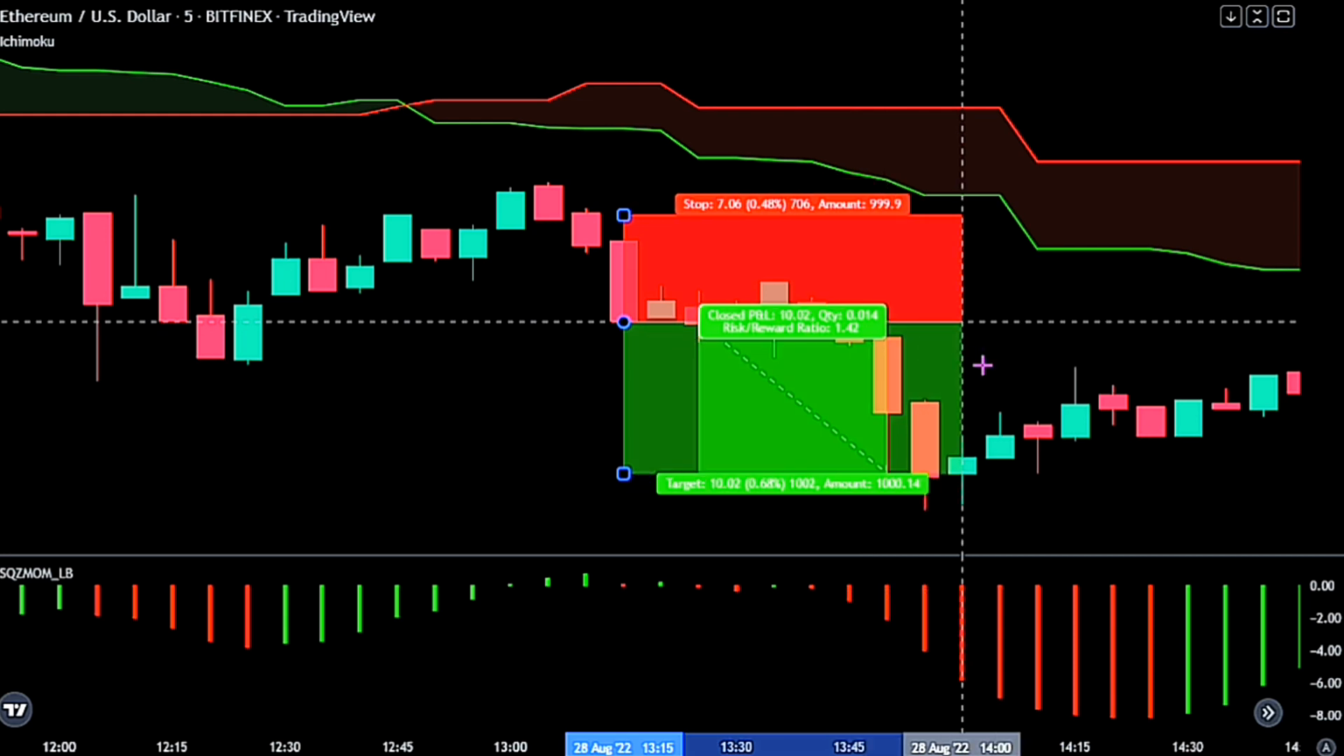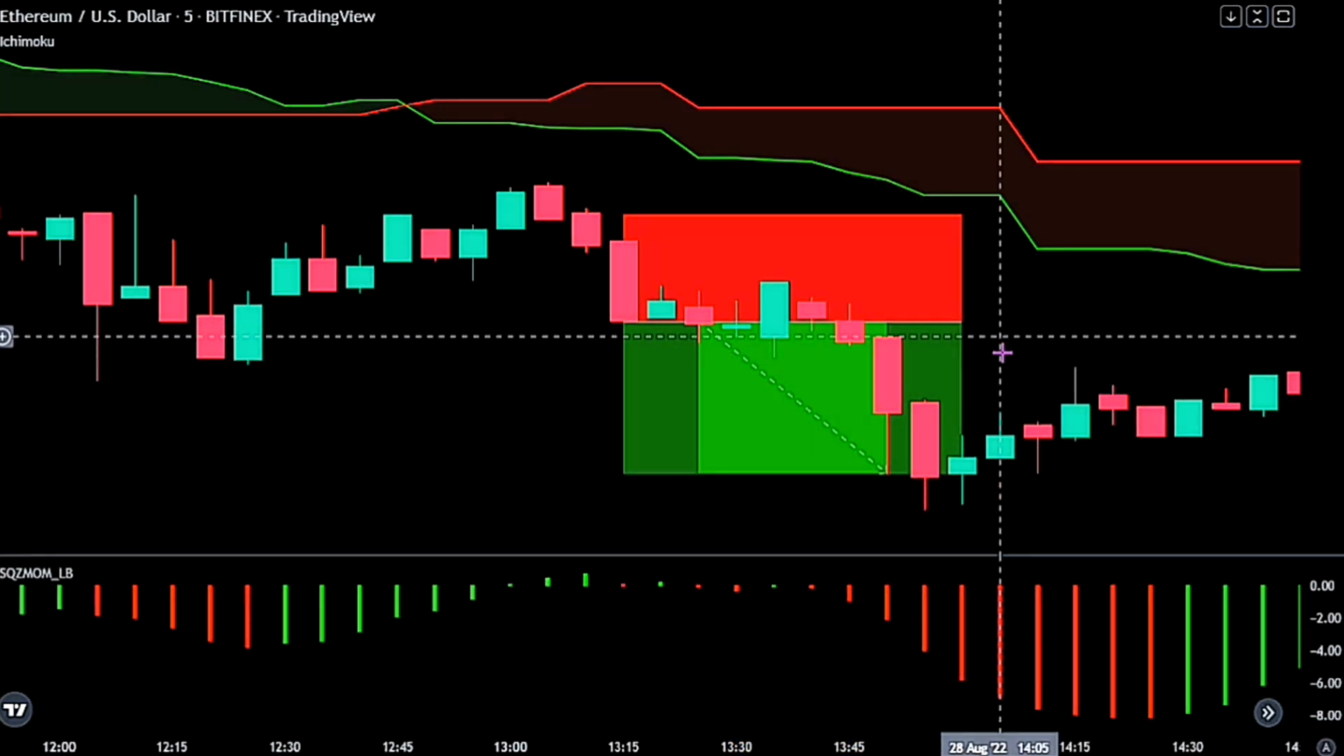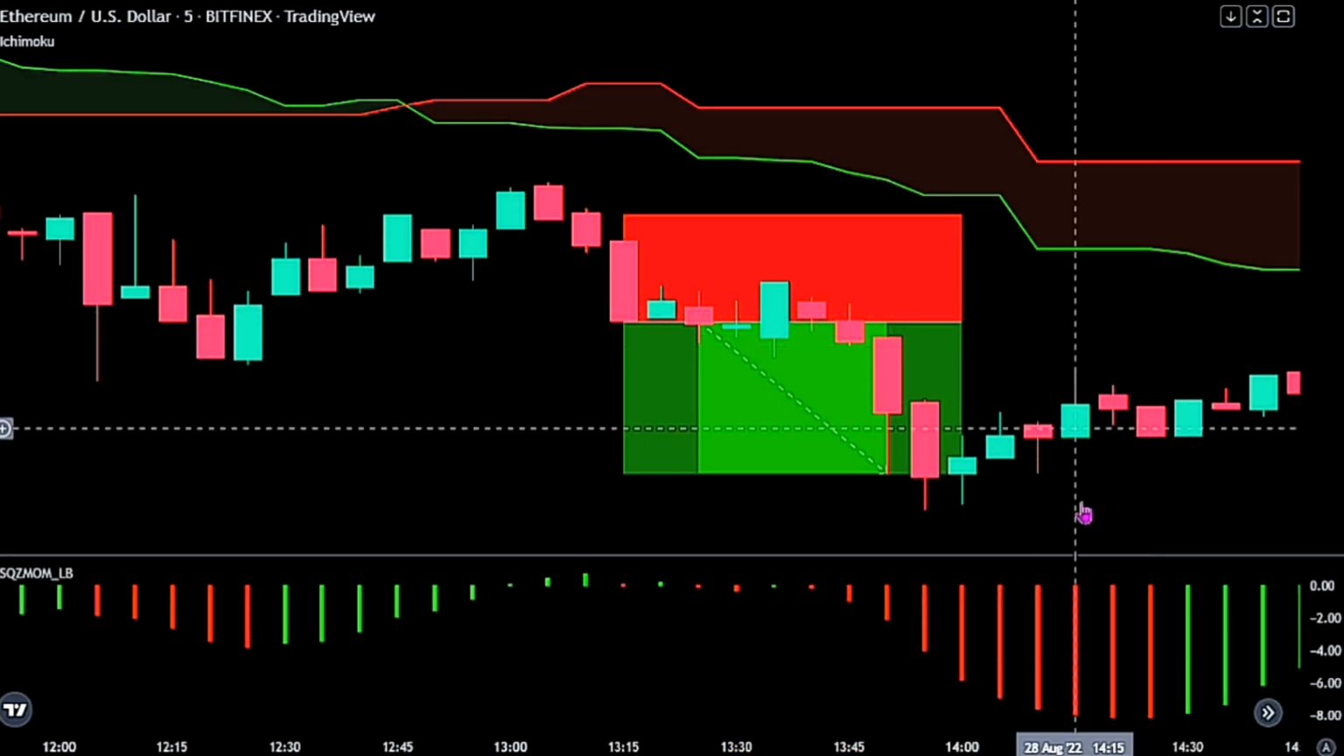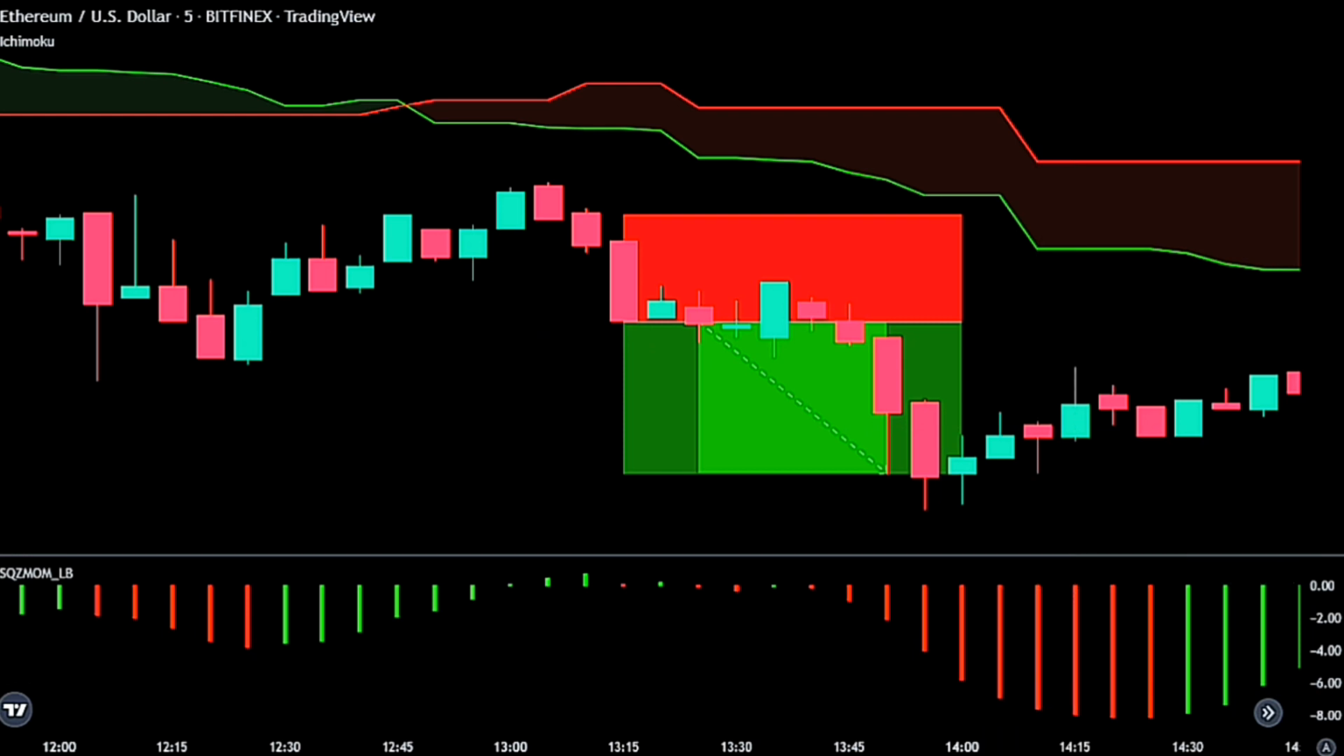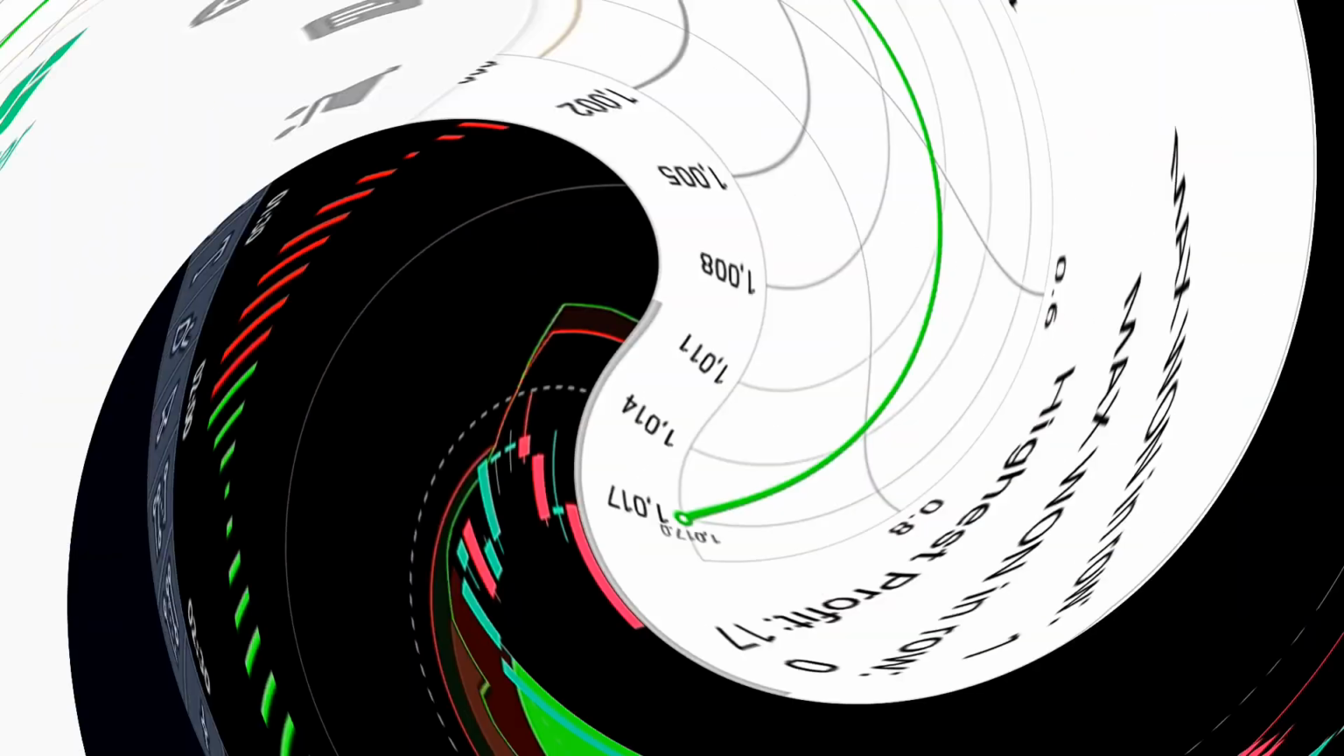Now let us go over and backtest the strategy 200 times with our account size of $1,000, as we would be risking 1% of our account size on each trade. Let's jump right into it.